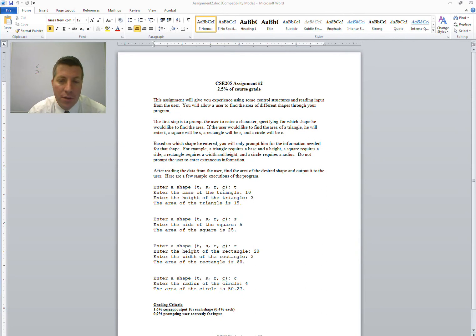Make sure that you also take into account the last condition, which is if the user does not enter a T, S, R, or C. So you're going to need one final else statement, which I didn't show in this assignment, to specify what happens if they didn't enter one of the four characters, specifying one of the shapes that we are finding the area of. So just prompt them, output something that says, hey, that wasn't T, S, R, or C. Please run my program again with one of those inputs.